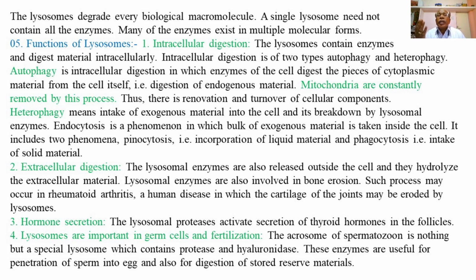When there is an entry of liquid contents into the cell by endocytosis, it is called pinocytosis, and whenever there is an entry of solid materials into the cell, it is called phagocytosis. So during heterophagy, whatever exogenous material or substances, either liquid or solid, enter the cell by endocytosis, that is pinocytosis and phagocytosis, they form either a pinosome or a phagosome.